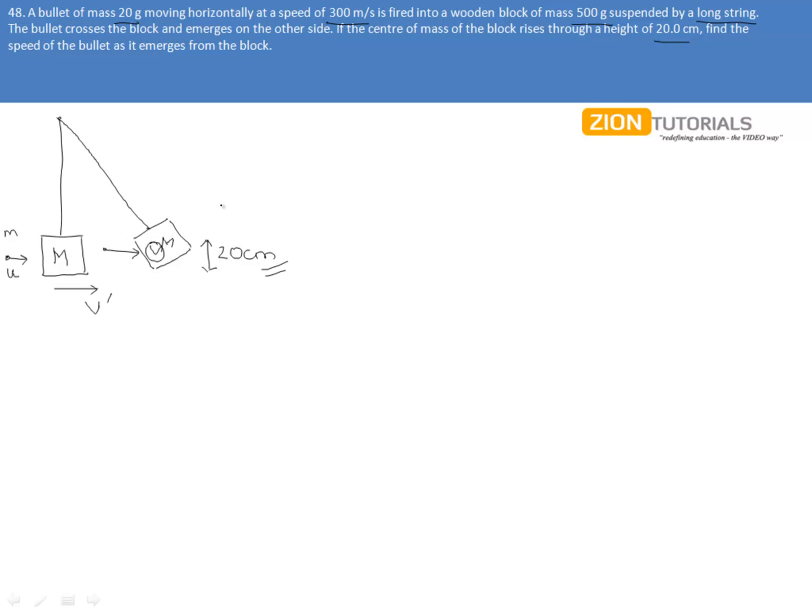So all we can do with this information is to apply the work energy theorem for this block of mass capital M. Now friends, we can see that if it has risen to the maximum height, then obviously the velocity must be 0 at this position. So the kinetic energy is 0. Now talking about the initial kinetic energy, we have half mv dash square. Now this initial is immediately after the collision with the bullet. So it is having v dash actually.